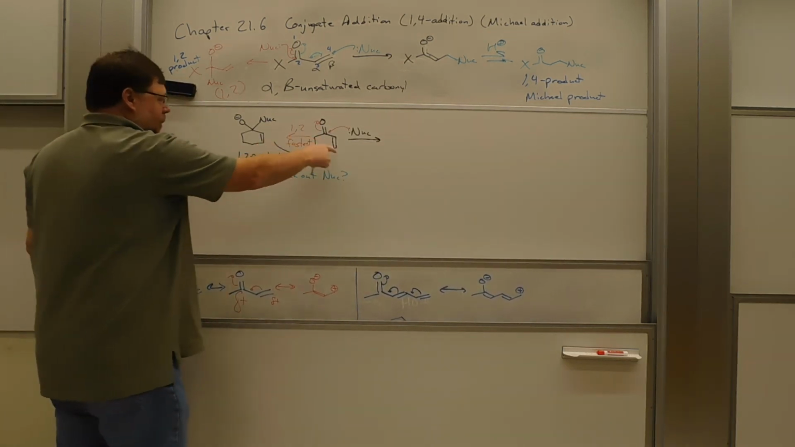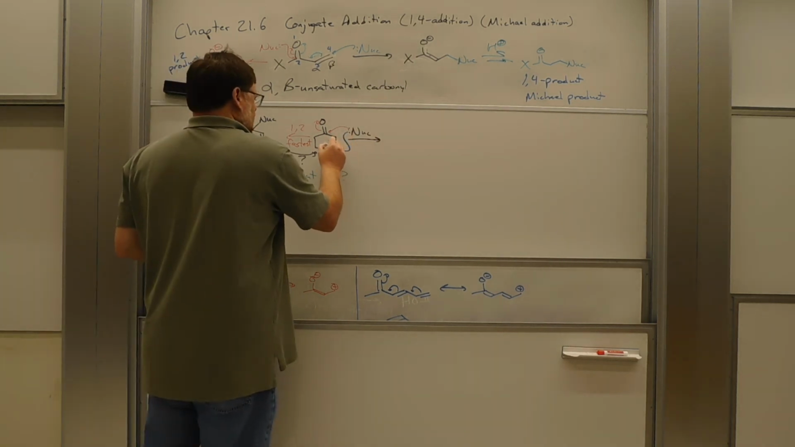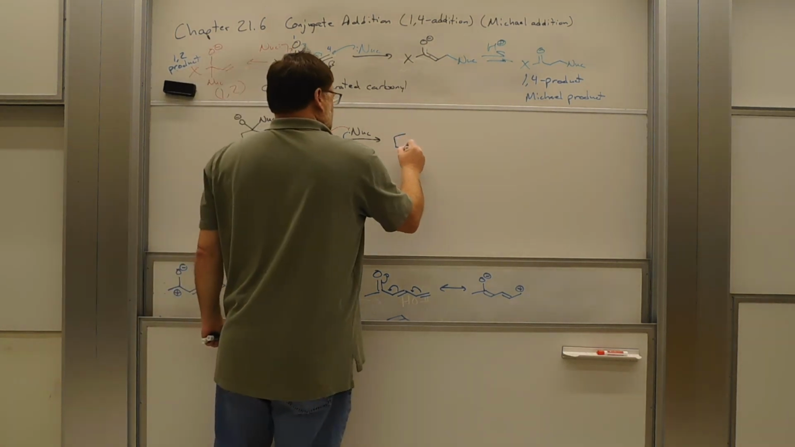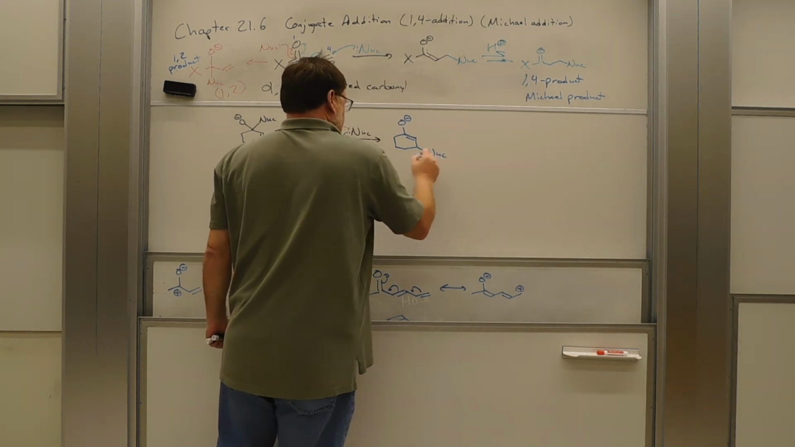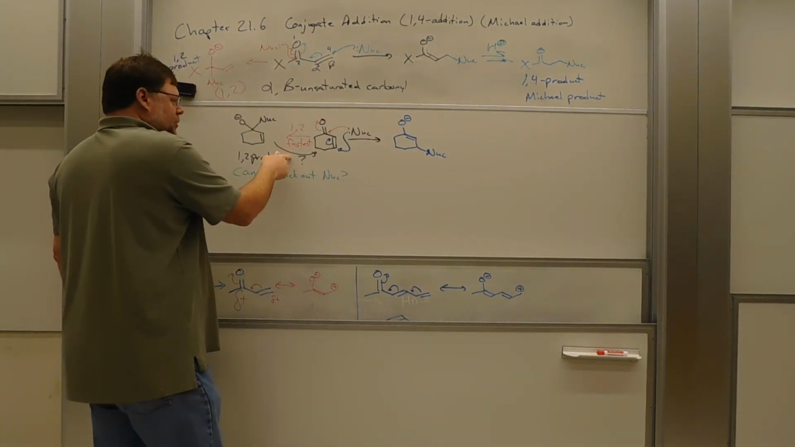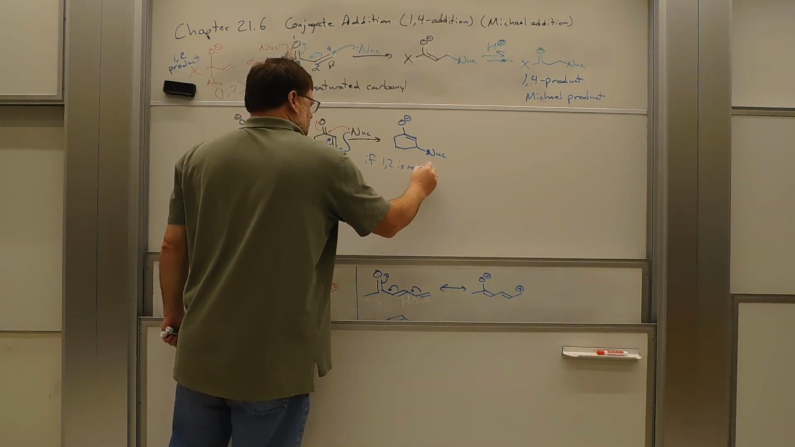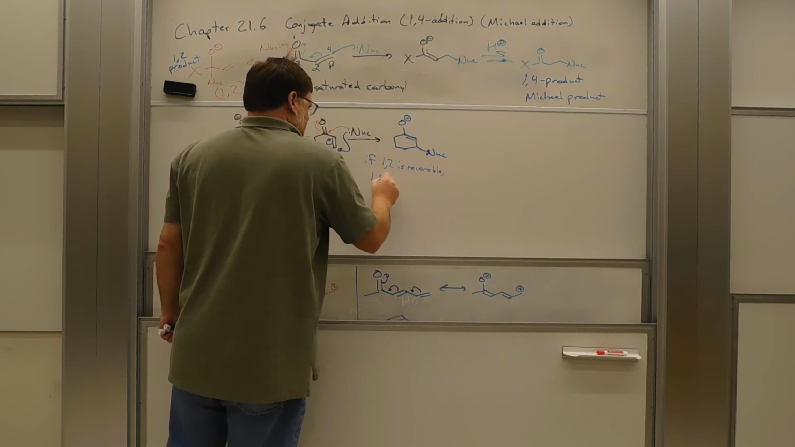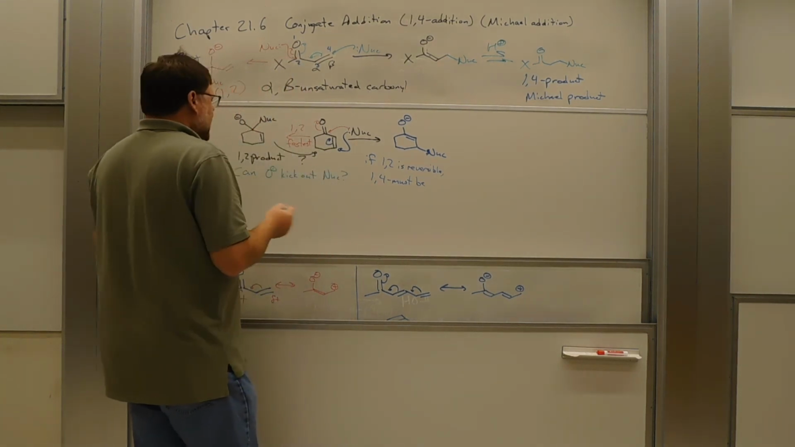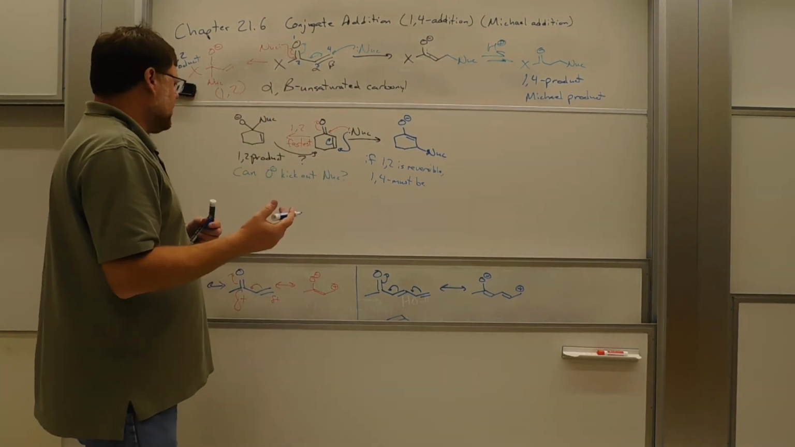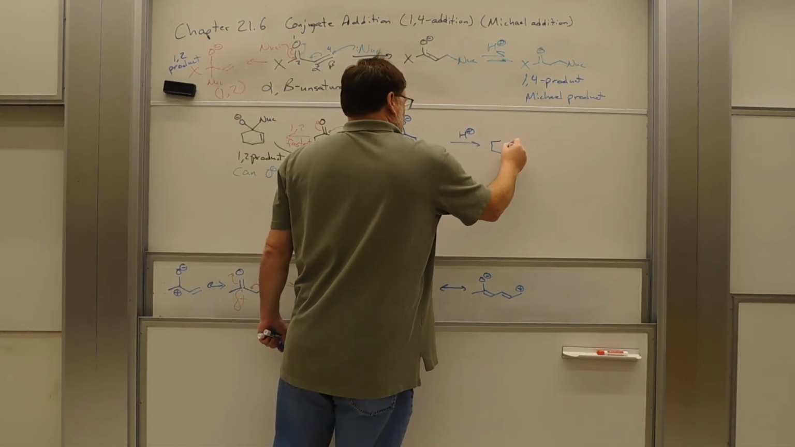So if that happens, if we go back here, then eventually the nucleophile will add 1,4, and that's also reversible. So if the 1,2 is reversible, 1,4 must be as well. But in this case, you're going to reach equilibrium, and the equilibrium is going to favor the 1,4 product. So now if we protonate this, we'll get the 1,4 product.